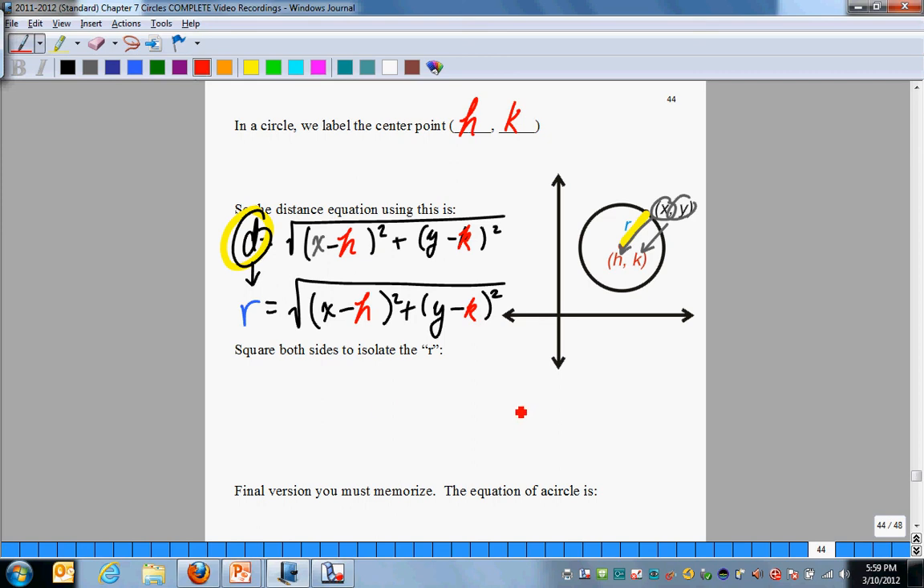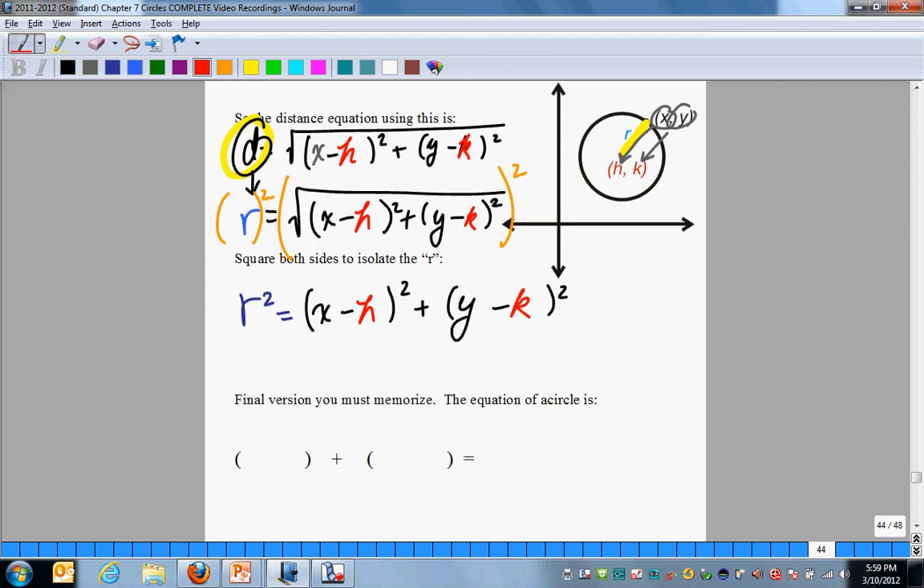We want to get rid of the square root on the right-hand side to make this equation easier to work with. So we're simply going to square both sides, because whatever you do to one, you do to the other. So our final version here looks like this. R squared equals x minus h, parentheses squared, plus y minus k, parentheses squared. That is the equation of a circle.